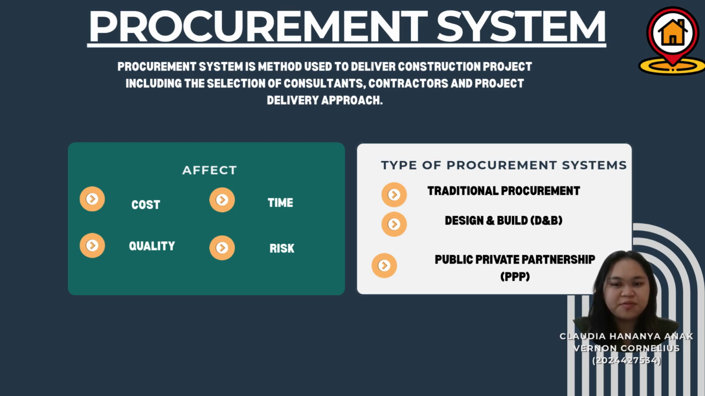We move to procurement system. Procurement system is a method used to deliver a construction project, including the selection of consultant, contractor, and project delivery approach. So it will affect the cost, time, quality, and risk. So these are the types of procurement system. The first one is traditional procurement. The second one is design and build. The third one is public-private partnership.